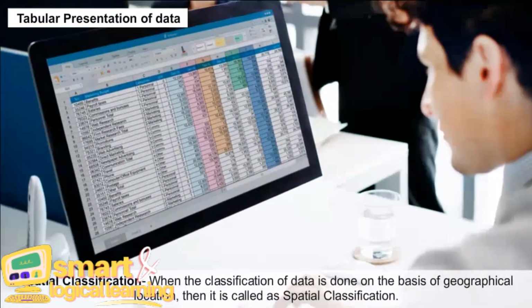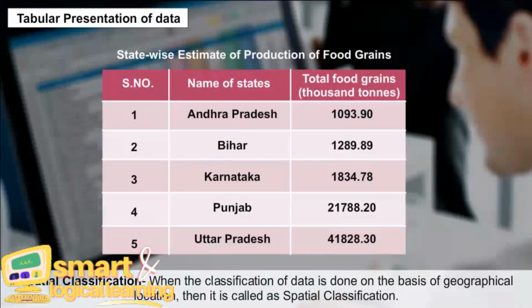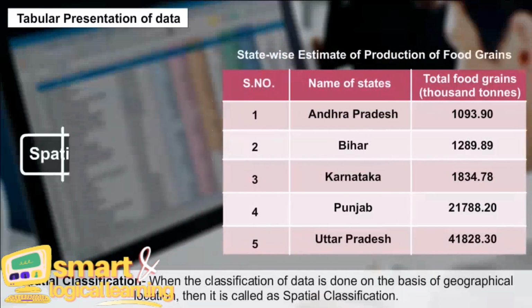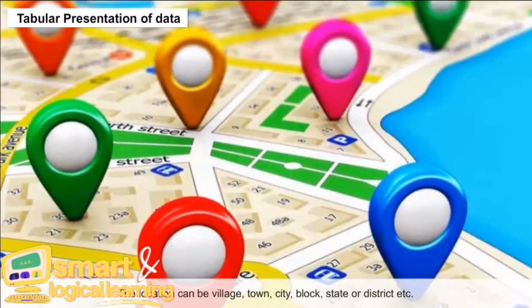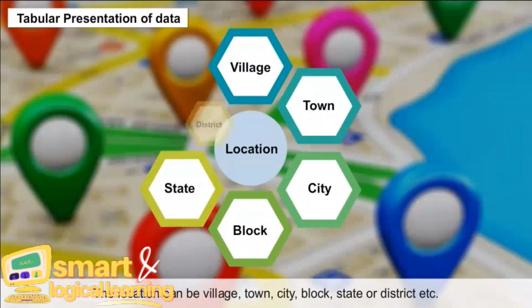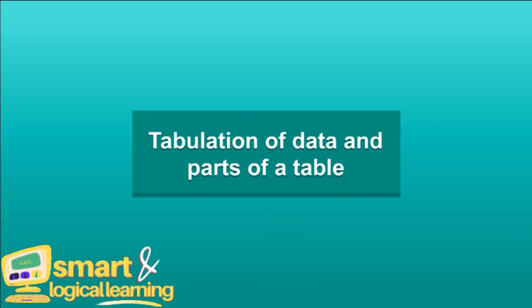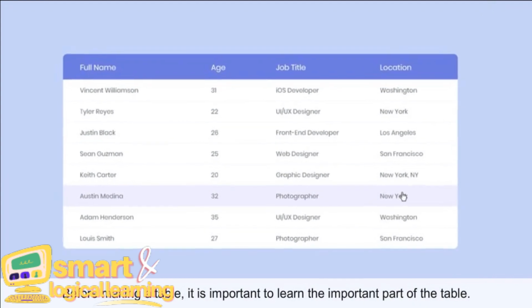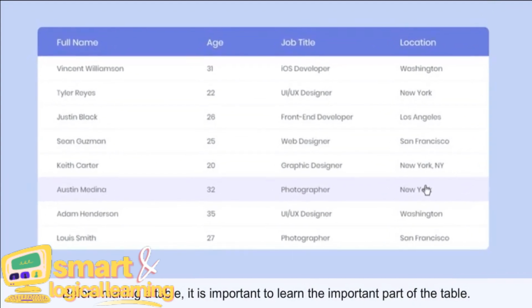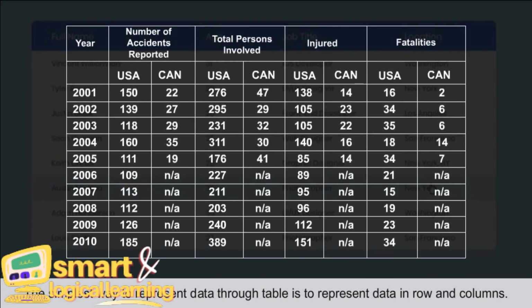Spatial classification. When the classification of data is done on the basis of geographical location, then it is called spatial classification. The location can be village, town, city, block, state, or district, etc. Tabulation of data and parts of a table. Before making a table, it is important to learn the important parts of the table. The simplest way to represent data through a table is to represent data in rows and columns.